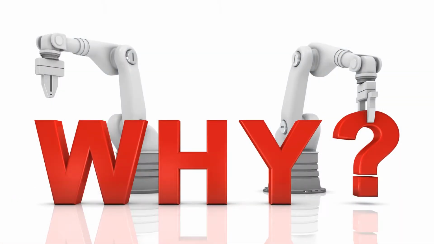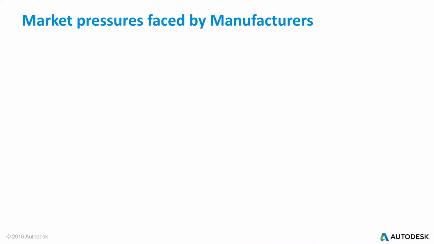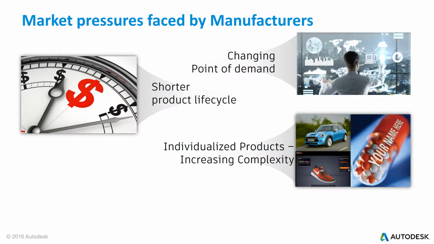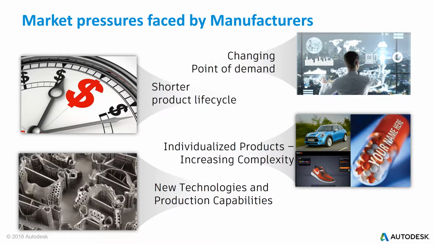So why are we talking about factory? There seems to be a universal truth in the world of engineering and manufacturing, and it can even be simplified into one word, and that's change. Engineering is about change, manufacturing deals with change. There are changes in demand, shorter product life cycles, increasing complexity with products. There are new technologies in manufacturing such as additive or 3D printing.